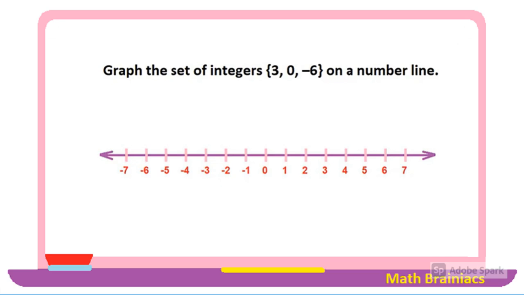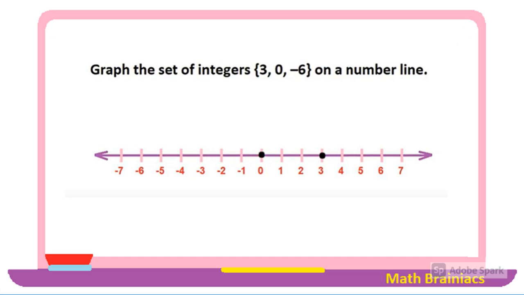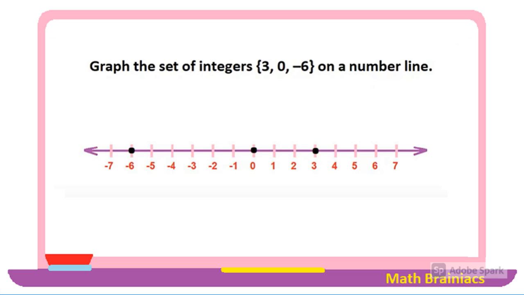Let us work on this example so that you can perfectly understand the lesson. Graph the set of integers 3, 0, and negative 6 on a number line. We're going to draw a number line to graph the set of integers. The first integer is positive 3, so we're going to locate positive 3 with a dot on the number line. Next, we're going to locate the 0. Afterwards, we're going to locate the last number in the set of integers, which is negative 6 on the number line. It is very easy, right?